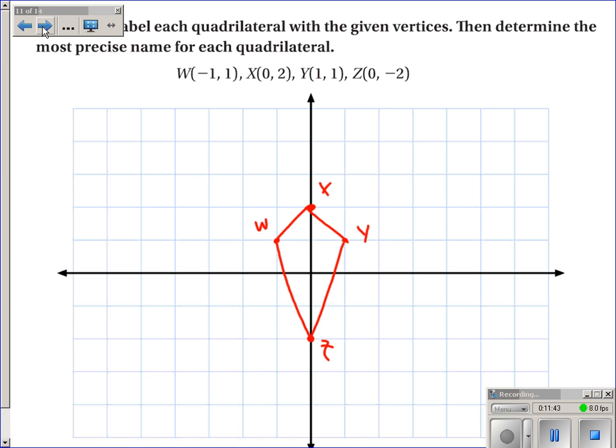Determine the most precise name for this quadrilateral. I've drawn the points, and it looks to be a kite. Even the diagonals are perpendicular, they're horizontal and vertical, as a kite should be, and these look to be the same length, and these look to be the same length. I could use the distance formula to check this. I probably would on a homework assignment, but for the sake of time in this video, I won't. But you could use the distance formula to double check that this is a kite.